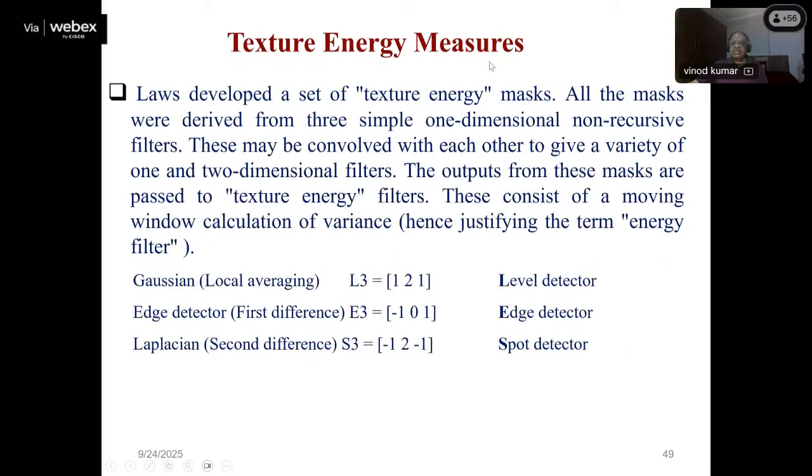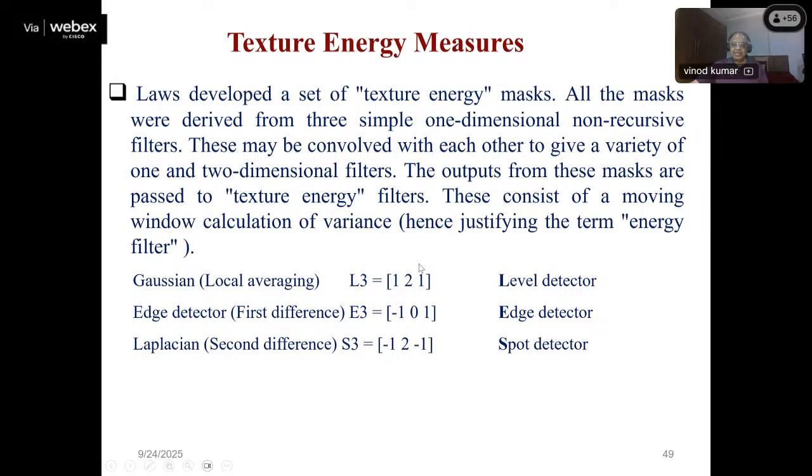Texture energy measures are basically filters. For the level detector, that means averaging, the coefficients are 1 2 1. This is for one-dimensional data. For edge detection, that is the first difference, the coefficients are generally -1 0 1. For Laplacian second difference, that is second order differentiation, this is spot detection, -1 2 -1. These are the standard coefficients of the filter.